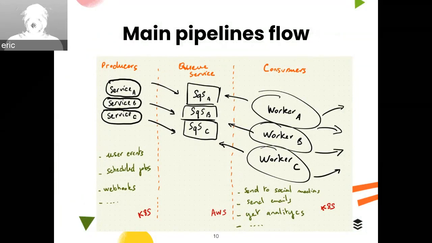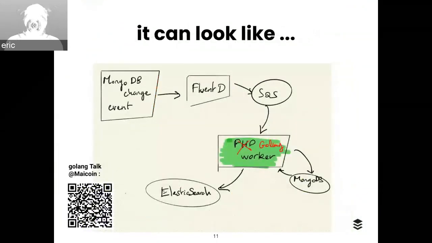So we have many events that go to SQS, and after that we have a lot of consumers, like worker A, worker B, worker C, and they do all kinds of things. They can send posts or whatever kind of jobs. So this is a really important one for us.